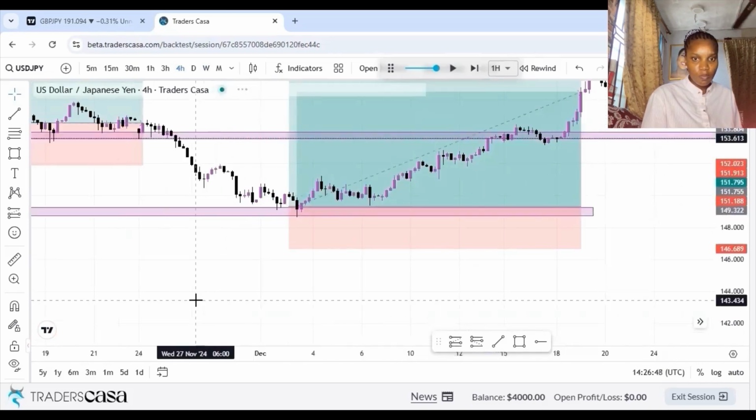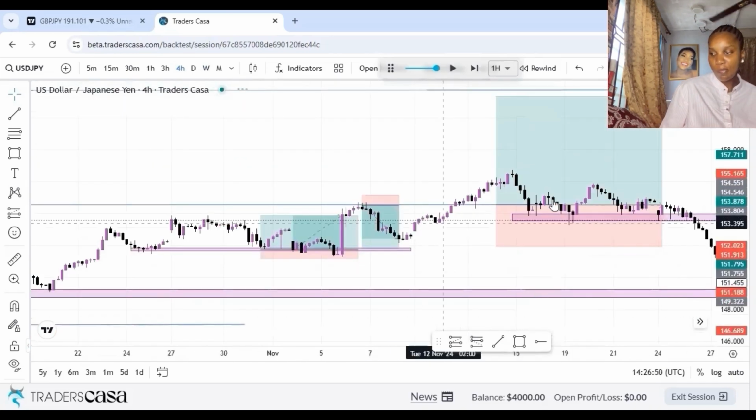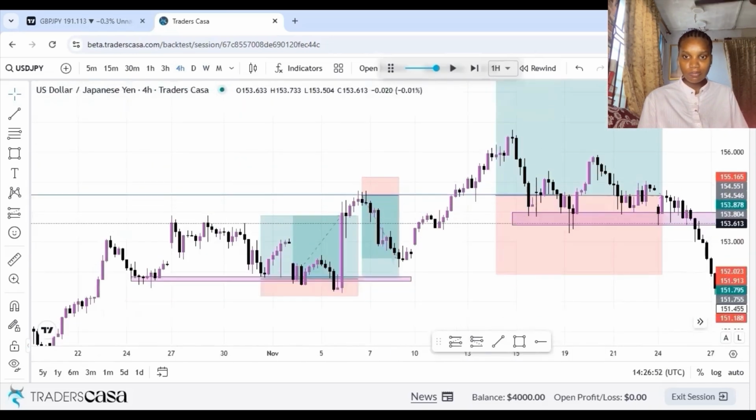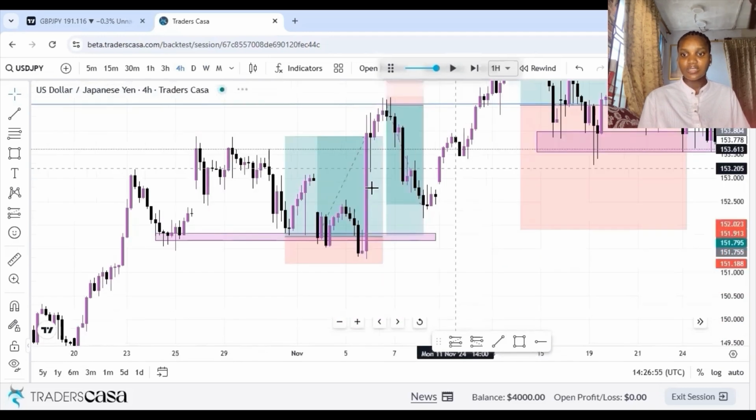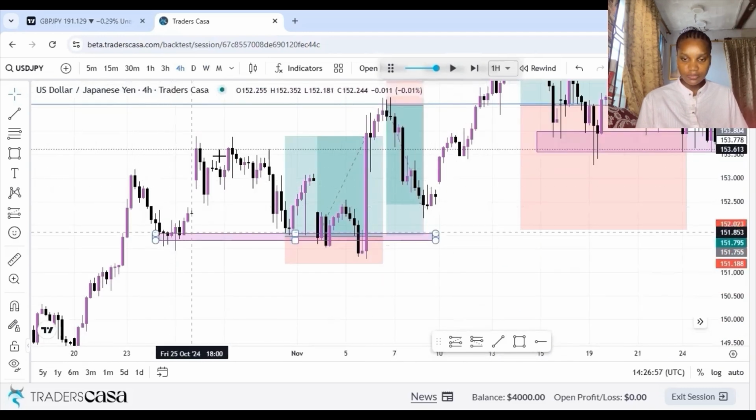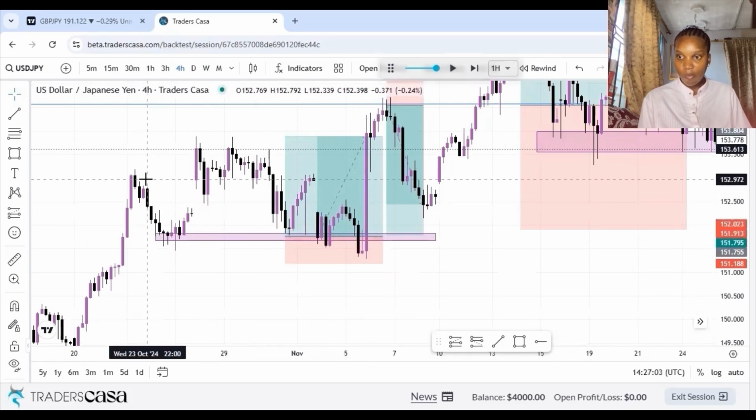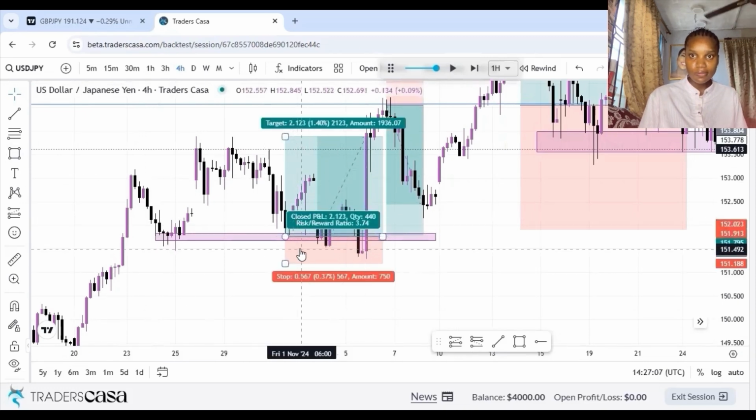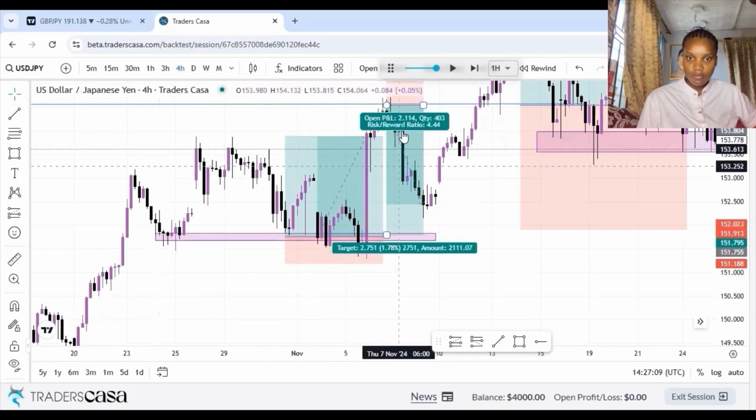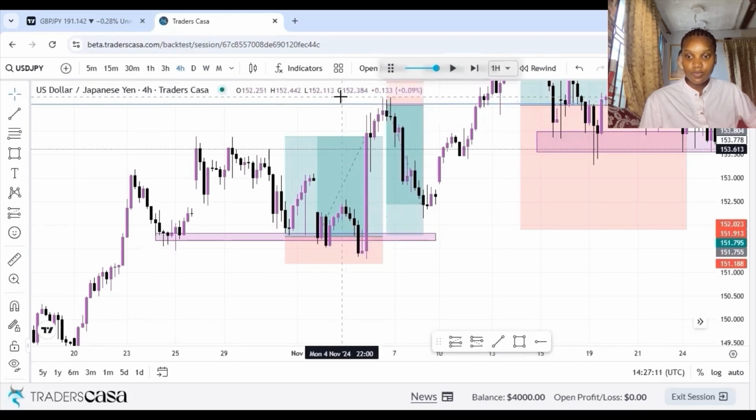The first trade I took, let me explain. The first trade I took was as a result of this. There was a ranging from here, right? So I decided to take a buy. Since the market is in an uptrend, first of all, I need to know what the trend of the market is. The market is in an uptrend, so I decided to take a buy here, hoping to take my TP from here.